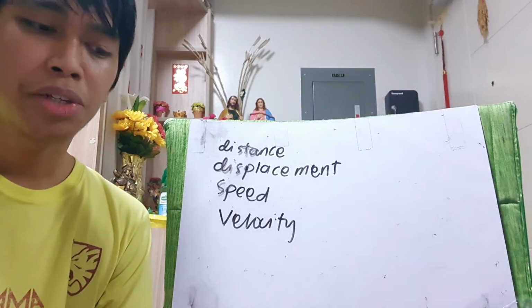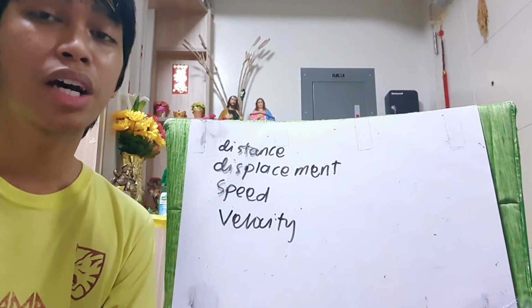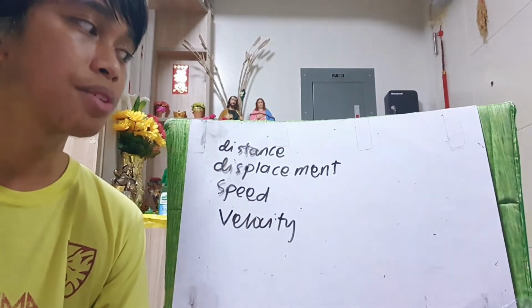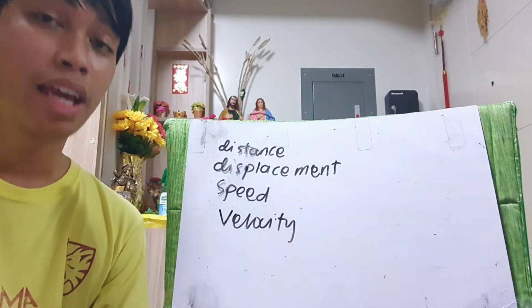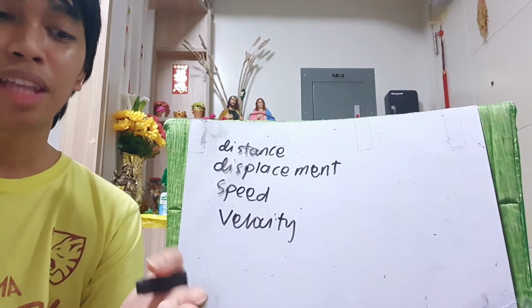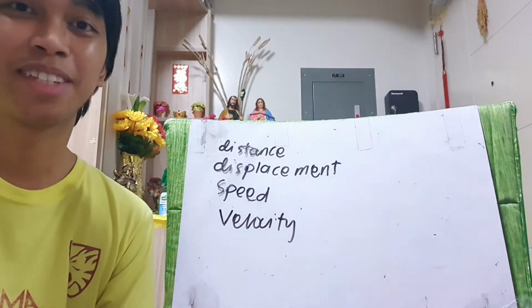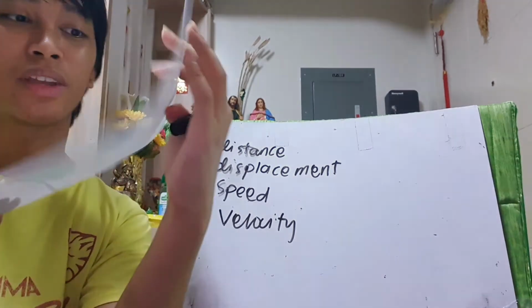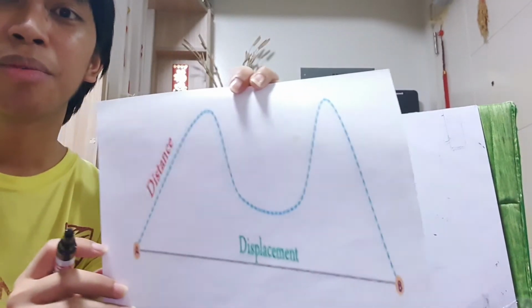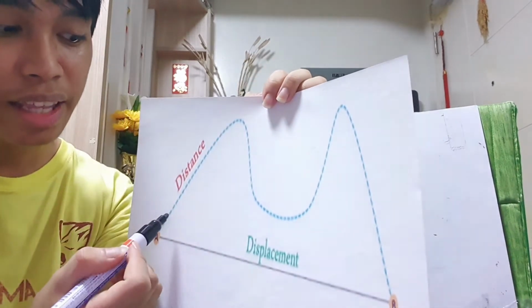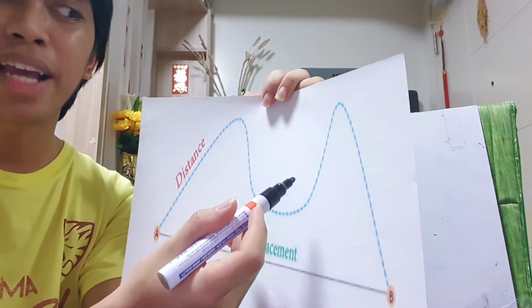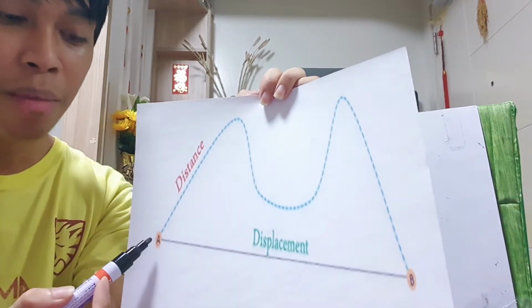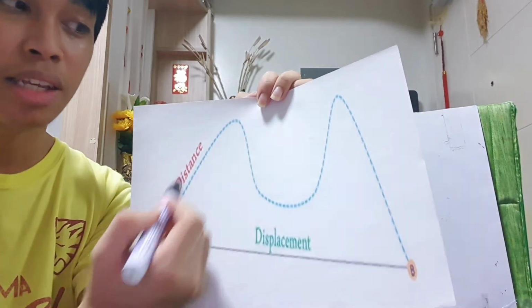You may have encountered this before, but distance is very different from displacement. Let us first discuss what is distance. Distance is the length of the path taken by an object in motion. Okay, so you got that? To cite an example, I have here an illustration wherein distance is the dotted blue line. That is the length of the pathway taken by the object from point A to point B, which is this curve.